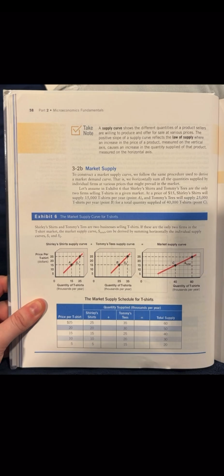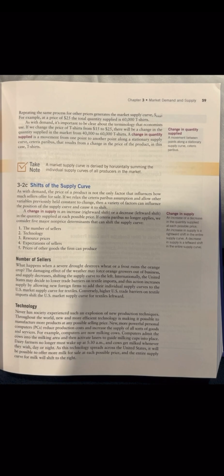Exhibit 6. The market supply curve for t-shirts. Shirley's Shirts and Tommy's Tees are two businesses selling t-shirts. If these are the only two firms in the t-shirt market, the market supply curve S total can be derived by summing horizontally the individual supply curves S1 and S2. Repeating the same process for other prices gives the market supply curve S total. For example, at the price of $25, the total quantity supplied is 60,000 t-shirts.